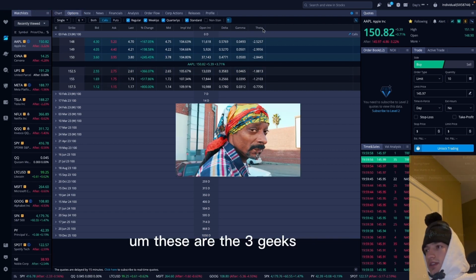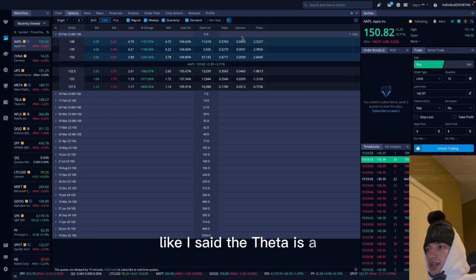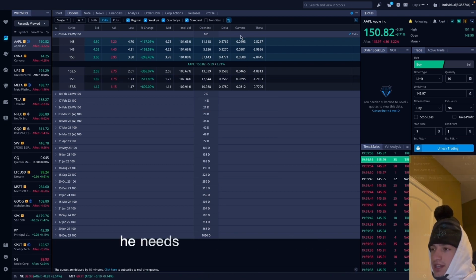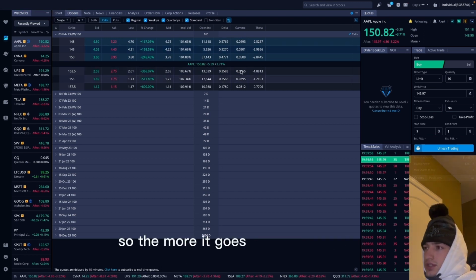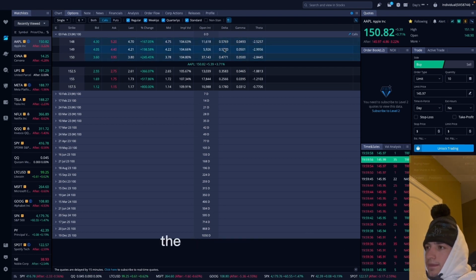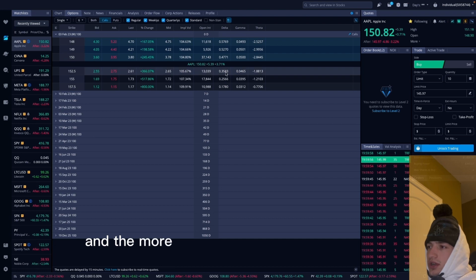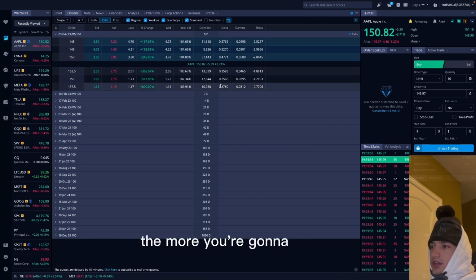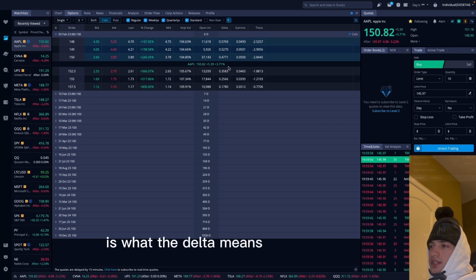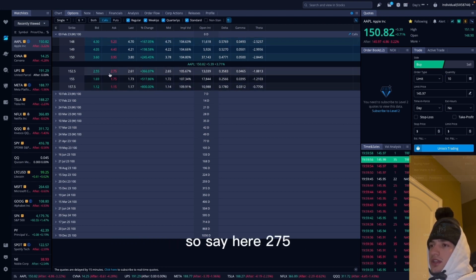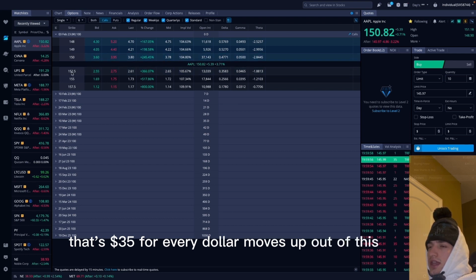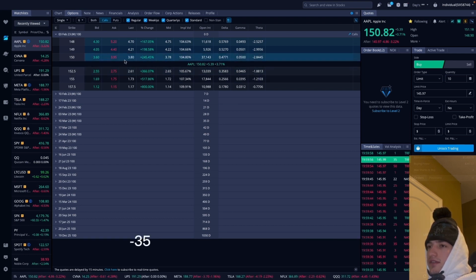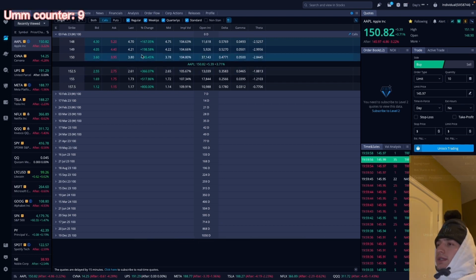These are the three Greeks. Like I said, the theta is crunch time. That's the old Uncle Sam. He needs to take his part too. Delta is, the more it goes in your direction, the more it's going to pay. And the more that it goes out of your direction, the more you're going to lose. That's what the delta means for the contract. So say here, 275, we got a 0.35 times 100. That's $35 for every dollar it moves up, and minus 35 for every dollar moving down. Okay.